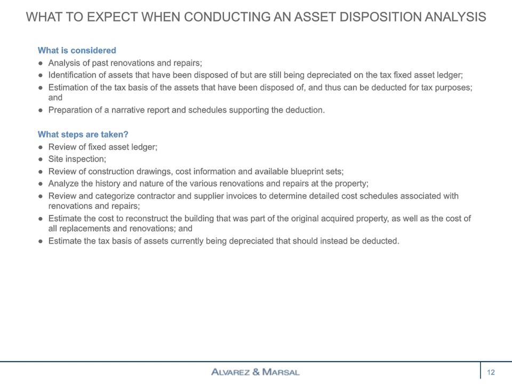Tom, let me ask a question. I know we get this question all the time. Site inspection. Let's just say the records are in phenomenal condition, or a company has 50 different buildings, and it's not practical to go to each building for which they're conducting an asset disposition study. How important is the site inspection? Does it have to be done? Should it be done? Can you just give everyone some insight as to your view on that?